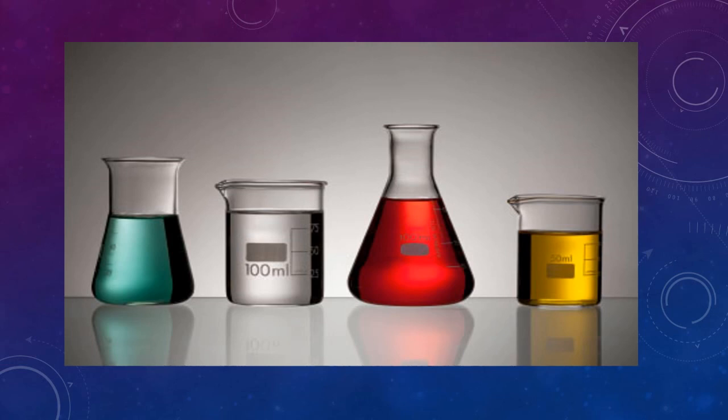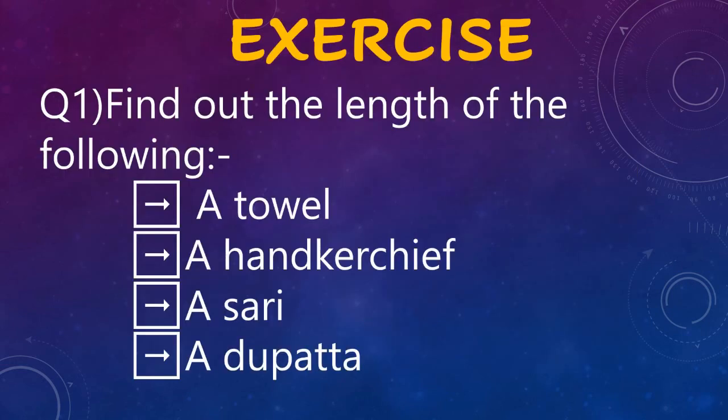So, children, today we have learned the units of measurement. Children, now you have to do this exercise. Question 1. Find out the length of the following. Children, all these things you will get in your house only. First one, a towel. You have to measure the length of the towel which we use in our house.